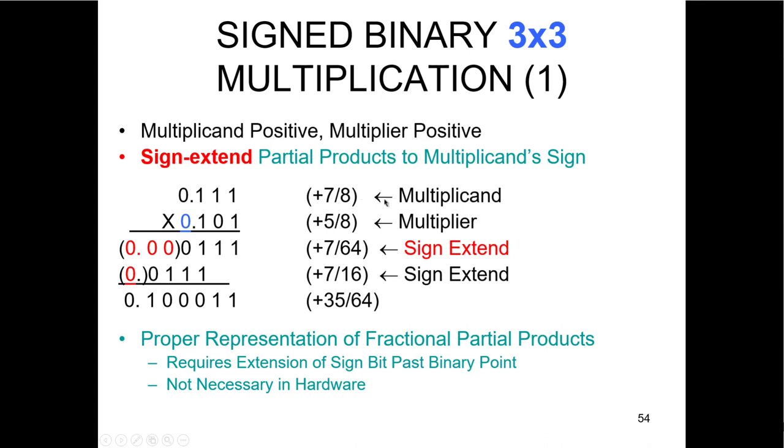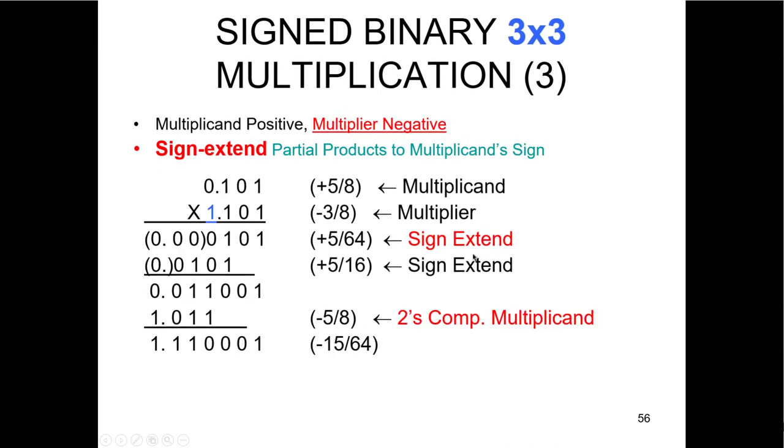So, positive multiplicand, positive multiplier. Basically, you have to sign extend partial products to the multiplicand sign. So you see the sign extensions here. Proper representation of fractional partial products requires extension of the sign bit past the binary point, although you don't have to do that in hardware. And then if you have multiplicand positive, multiplier negative, you sign extend the partial products to the multiplicand sign. So you still sign extend to the multiplicand sign. This is the multiplier, that's the multiplicand, sign extended, and we get this.